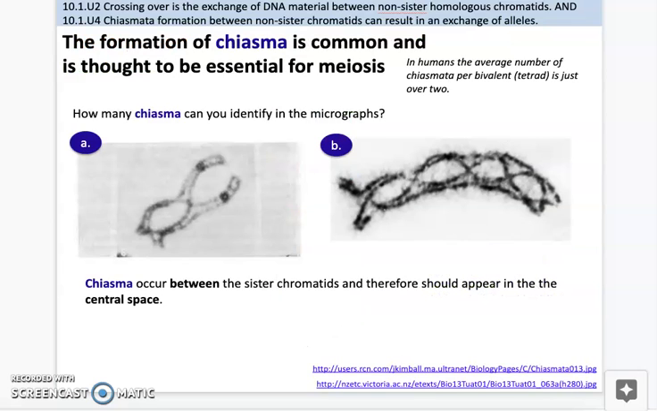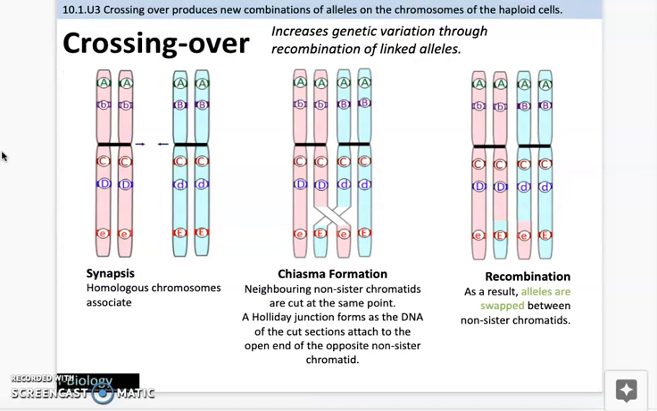There is a lot of vocab in this subtopic, so make sure that you are reviewing it. Here we've got the chiasma, okay? These are the structures that form during crossing over. So how many chiasma can you actually identify in these micrographs? If you counted 2 on this first one, you would be correct. If you counted 5 on this one, you would be correct.